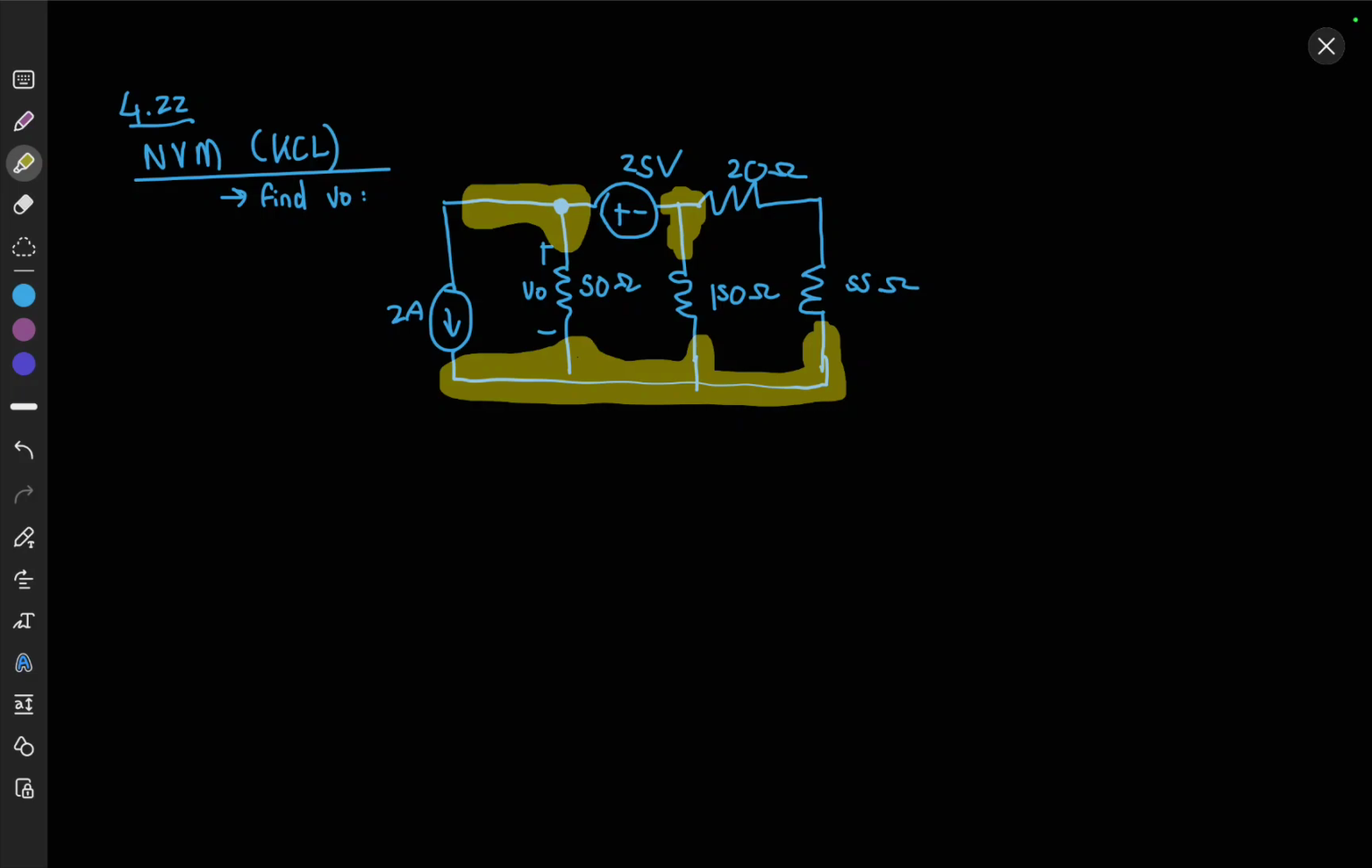So this question is nice because it has a supernode. A supernode is where there is a voltage source between two nodes, okay? So I'm just going to label this. This is my node 0, just because it's going to be my reference node. This is 0 volts. And then you have my node 1. So this is V1, and this is V2.